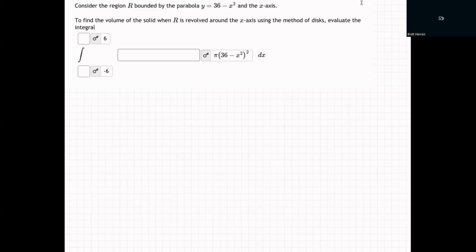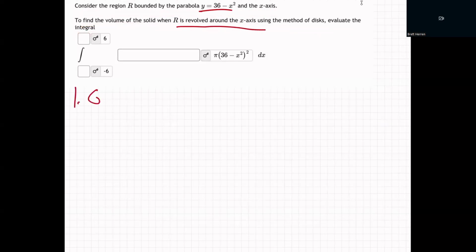Okay, so here we have an example of a question they're giving us. They say, consider the region R bounded by the parabola y equals 36 minus x squared and the x-axis. To find the volume of the solid when R is revolved around the x-axis, use the method of disks, evaluate the integral. Okay, so the first thing I'm going to do with this is graph it.